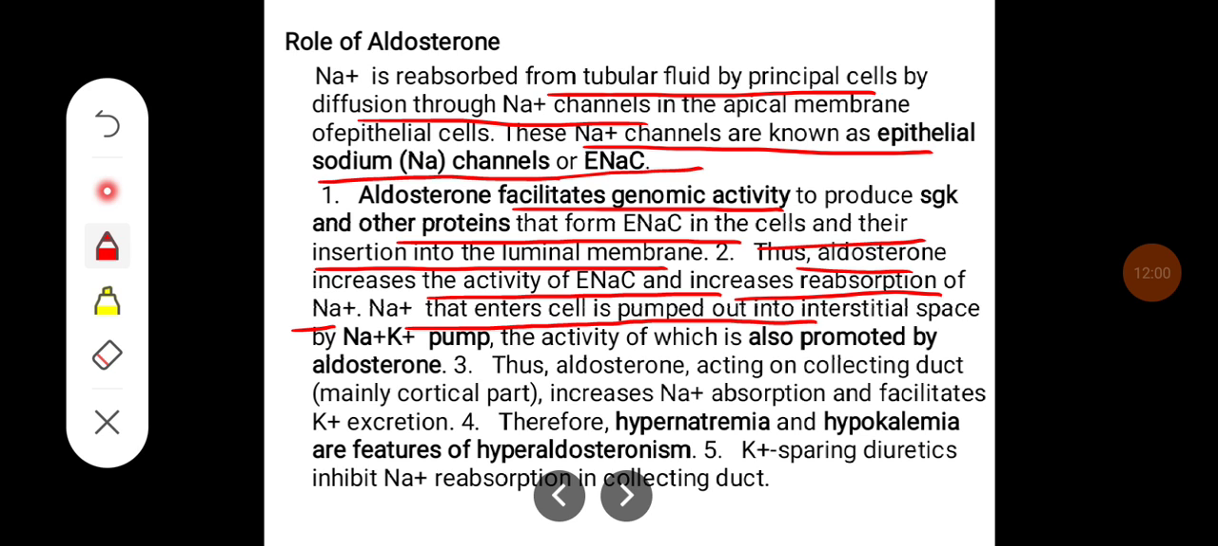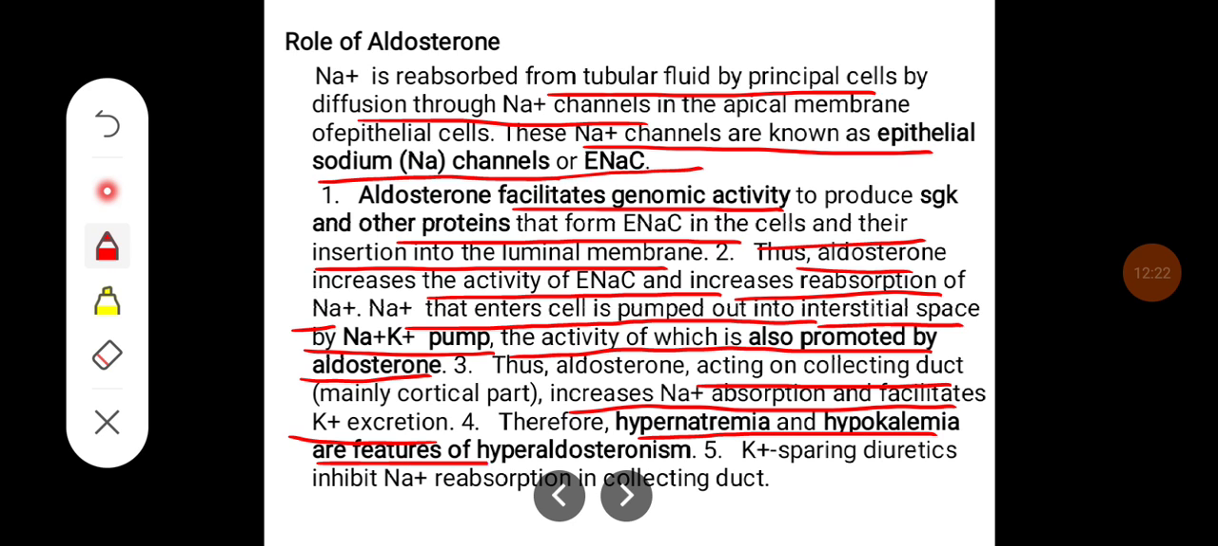Sodium that enters the cell is pumped out into the interstitial space by the sodium potassium pump, the activity of which is also promoted by aldosterone. Thus, aldosterone acting on the collecting duct increases sodium absorption and facilitates potassium excretion. Therefore, hypernatremia and hypokalemia are features of hyperaldosteronism, and potassium sparing diuretics inhibit sodium absorption in the collecting duct, and thus act as potassium sparing diuretics.